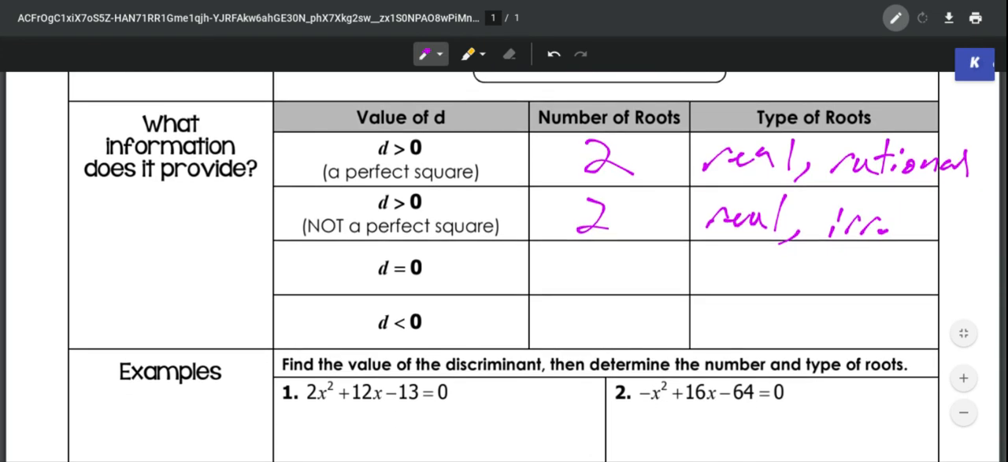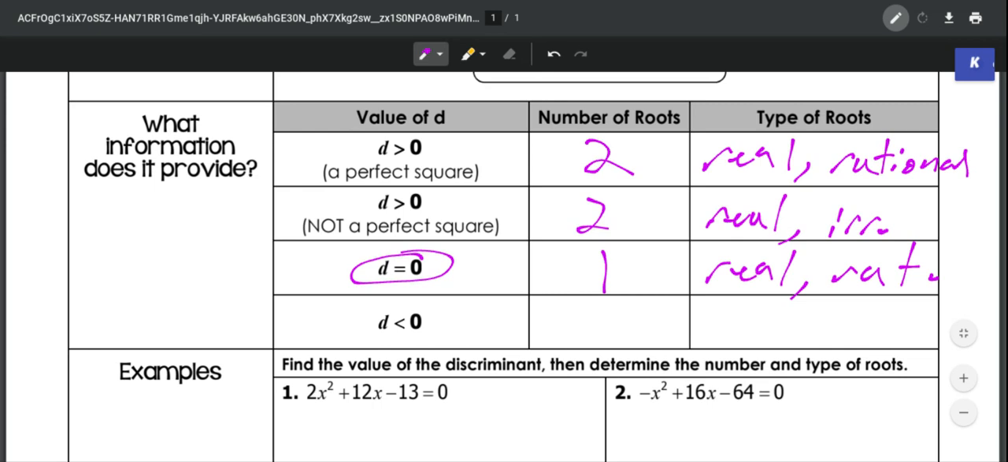So then you can run into an instance where your discriminant is equal to 0. And when that happens, it means you only have one root, and it's going to be real and rational. So that just means you'll have one answer. That's pretty much all it's saying.